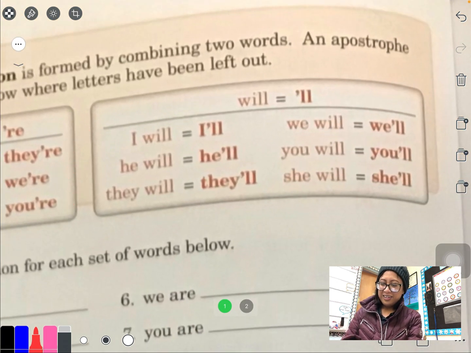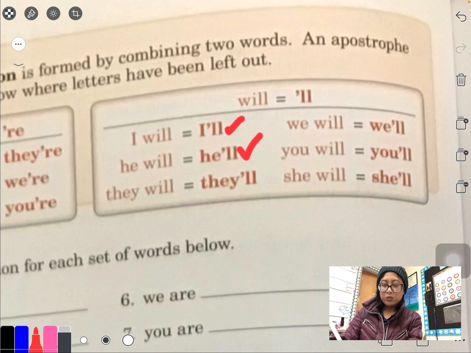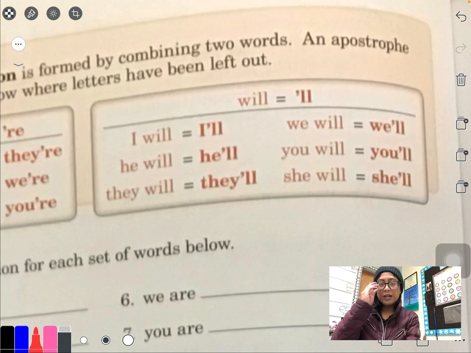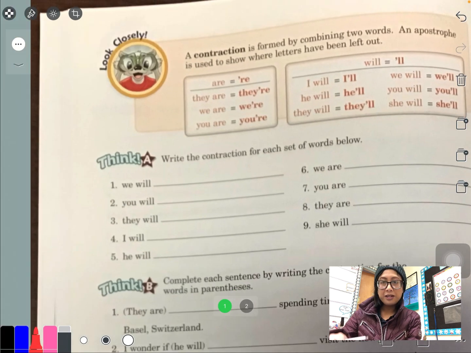Okay? Will has an apostrophe ll. So I will is I'll. He will is he'll. They will is they'll. We will is we'll, you will is you'll, and she will is she'll. And it's important to put the apostrophe in the correct place, okay? Just keep that in mind.